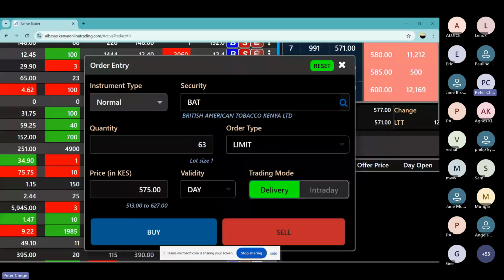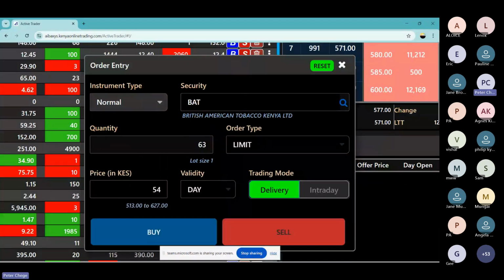It doesn't have any effect because these days you can buy one share to whatever amount you can afford. Security is the share that you are buying. Quantity is the number of shares, so you put the quantity that you want. Then we have limit. Limit is where you put a price. You are limiting your order to a price here, like 540.